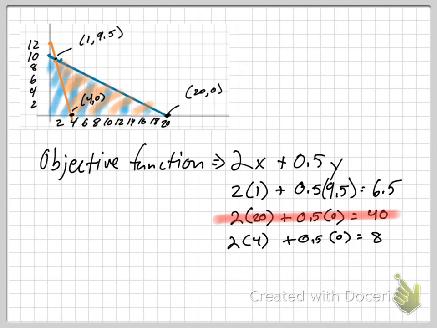Test those vertices, plug them into my objective function, which we remember is 2x plus 0.5y. If you forgot that, just scroll back to the beginning of the video, right? That was in our original question. So I just plug in that, and that, and I find out to maximize it's at the point 20, 0.